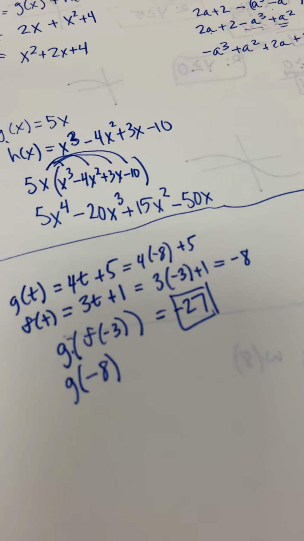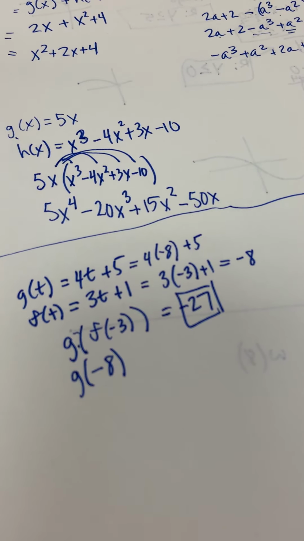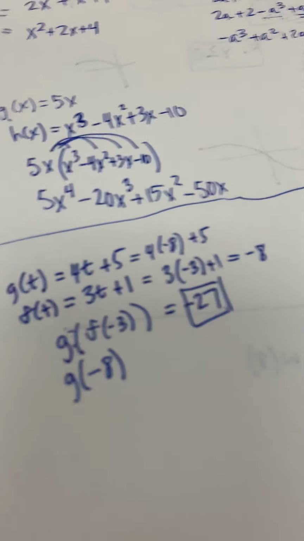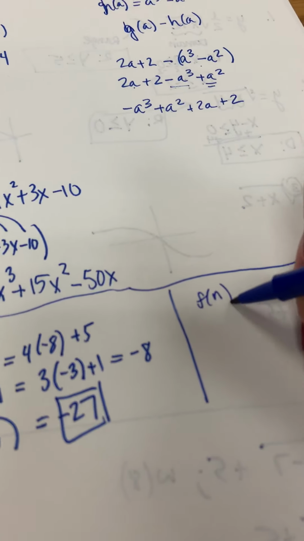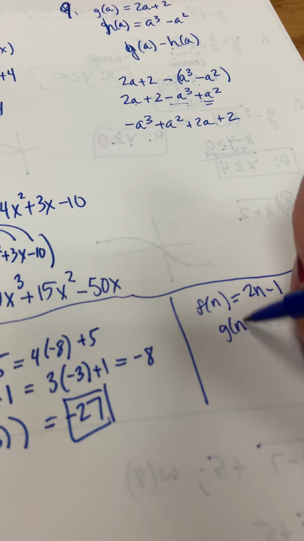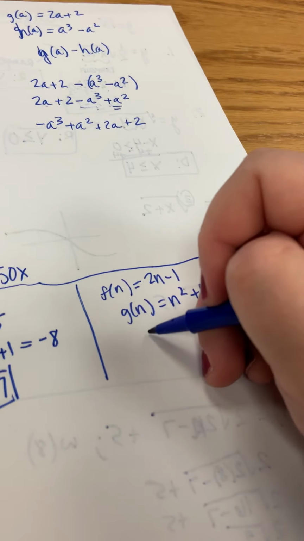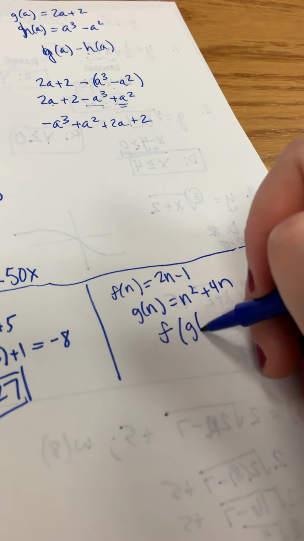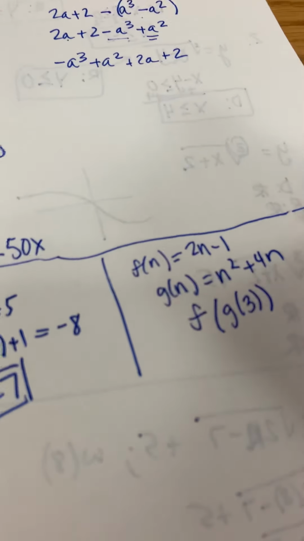All right, let's see. Should we do number 12? Okay, let's do number 12. Number 12 is f of n equals 2n minus 1, and g of n equals n squared plus 4n. And they want you to find the f function when you plug in 3 into the g function. So let's plug in 3 to the g function.